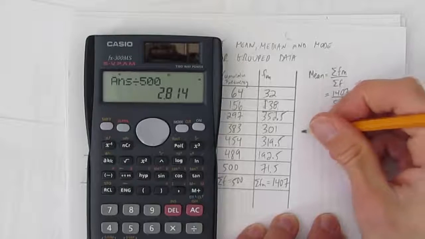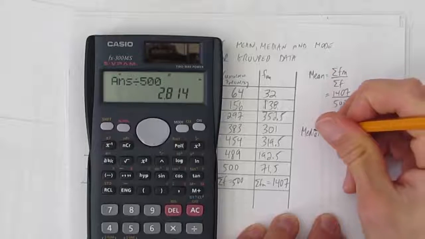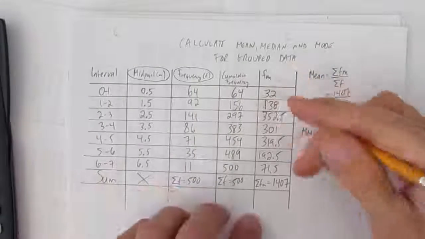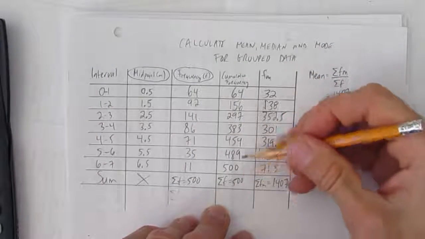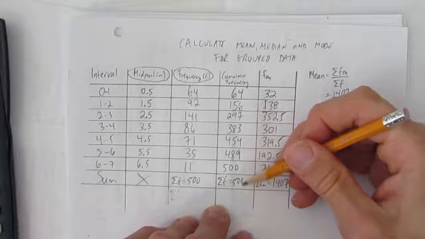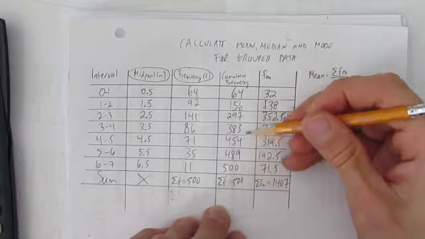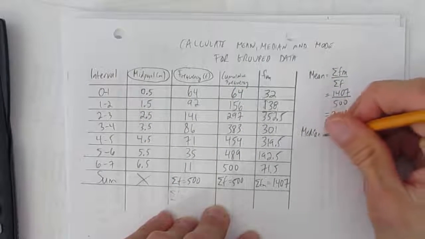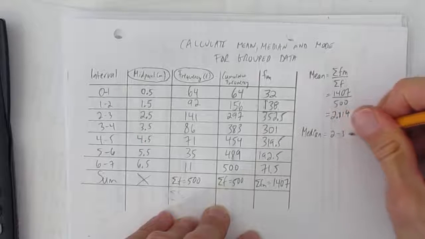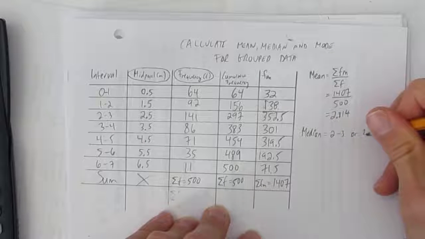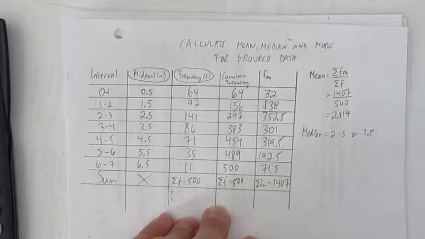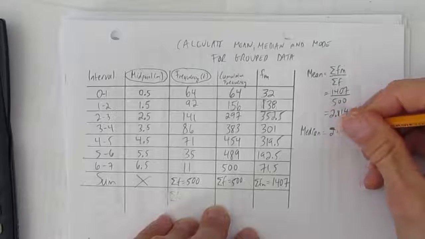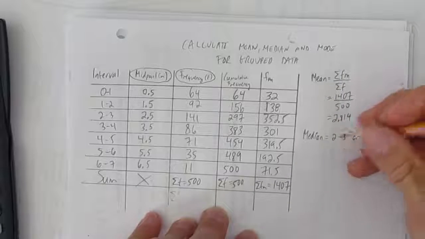But we also want to know the median. Well, the median is just the middle number, and we know there are 500 items, so the middle number would be adding together the 250th and the 251st thing, but both of those occur in this interval here. So we say the median is 2 to 3, or if you want, we can use the midpoint, 2.5. Either one is usually acceptable as what's the median. The middle number is 2.5, or you could say the median is the interval 2 to 3.